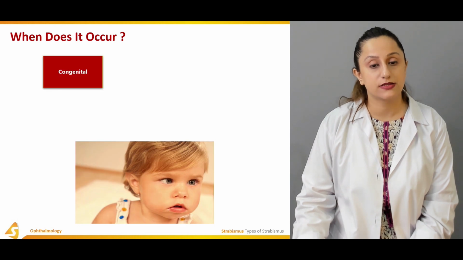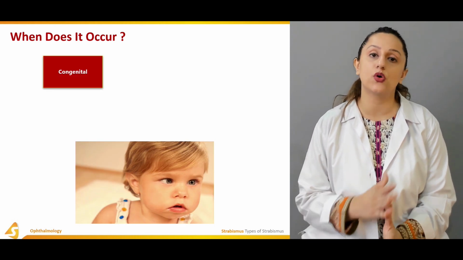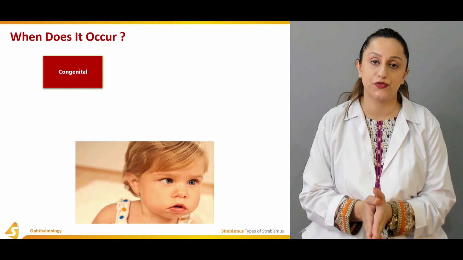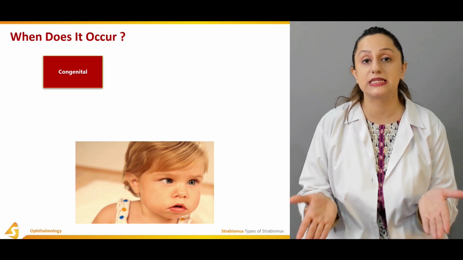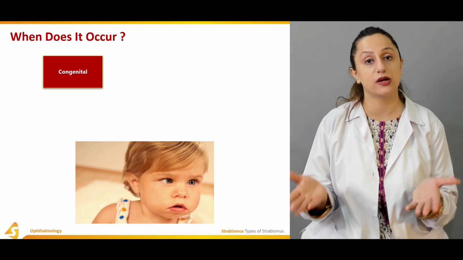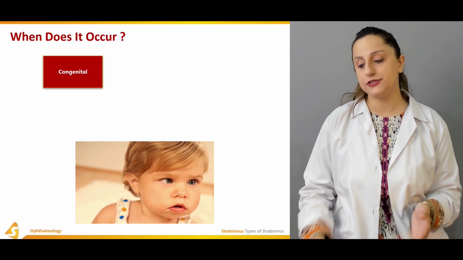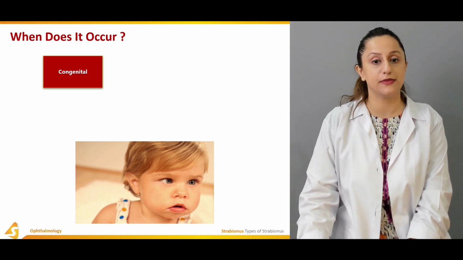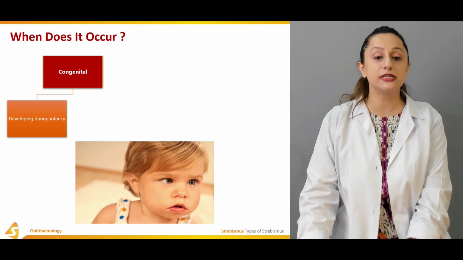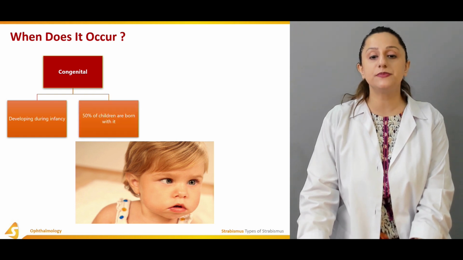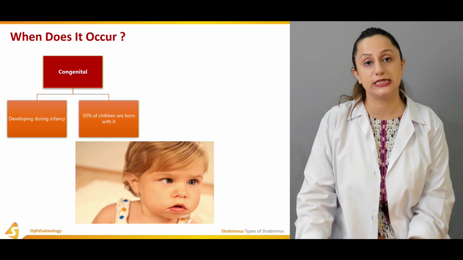When does it occur? The prevalence or the incidence is again very important over here. How can we say that it is a congenital condition or whether it is an acquired condition? And what are the different causative factors towards development of this condition? Developing during infancy, and 50% of the children are even born with this kind of a condition.